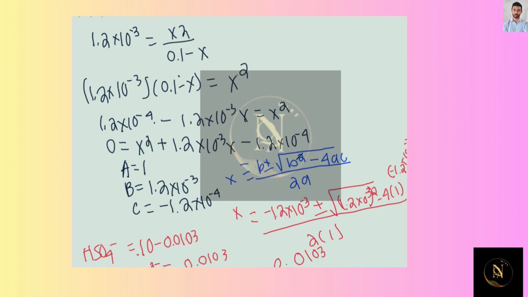Now we are going to use that information to solve for the molarity of our HSO4 minus. So 0.1 minus 0.0103, we get 0.098 for our HSO4 minus concentration.